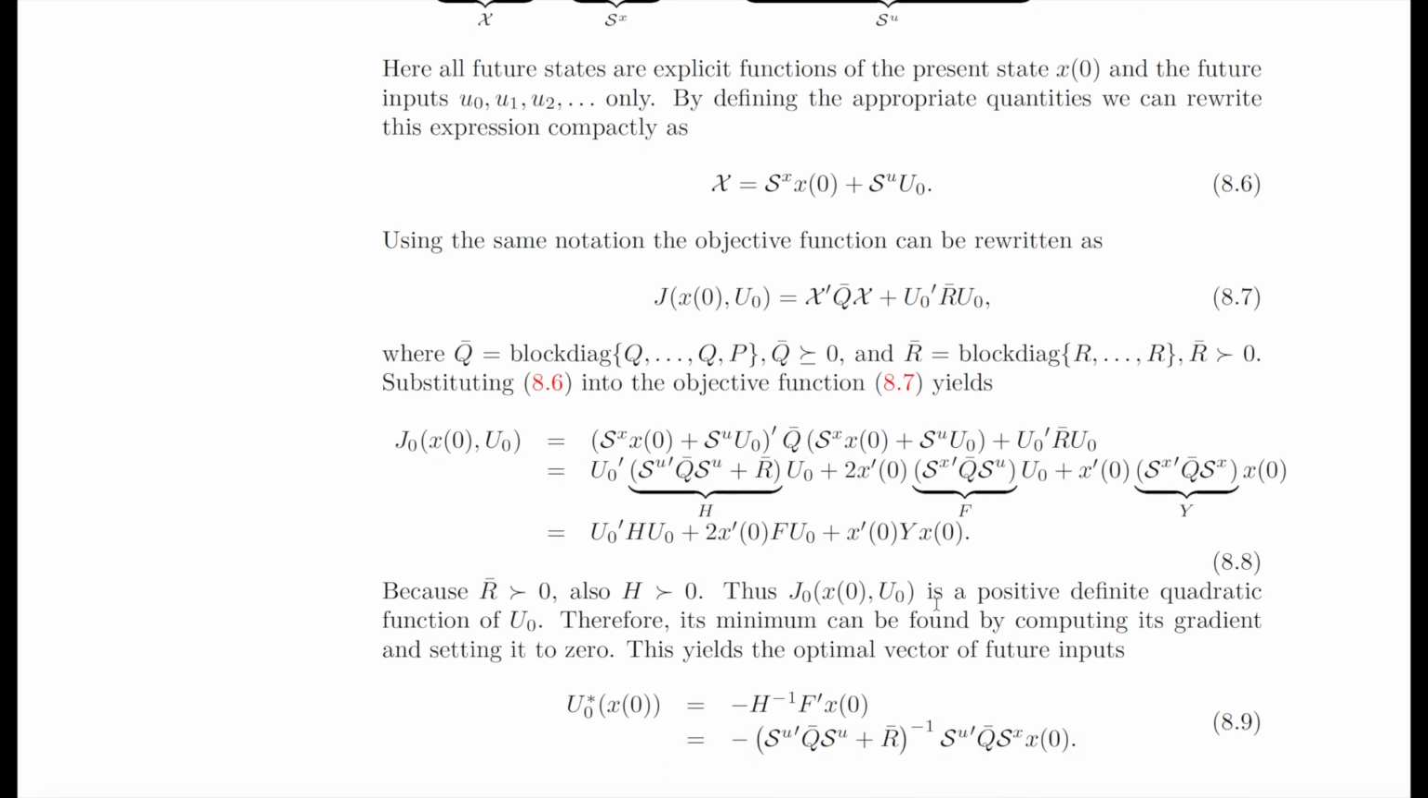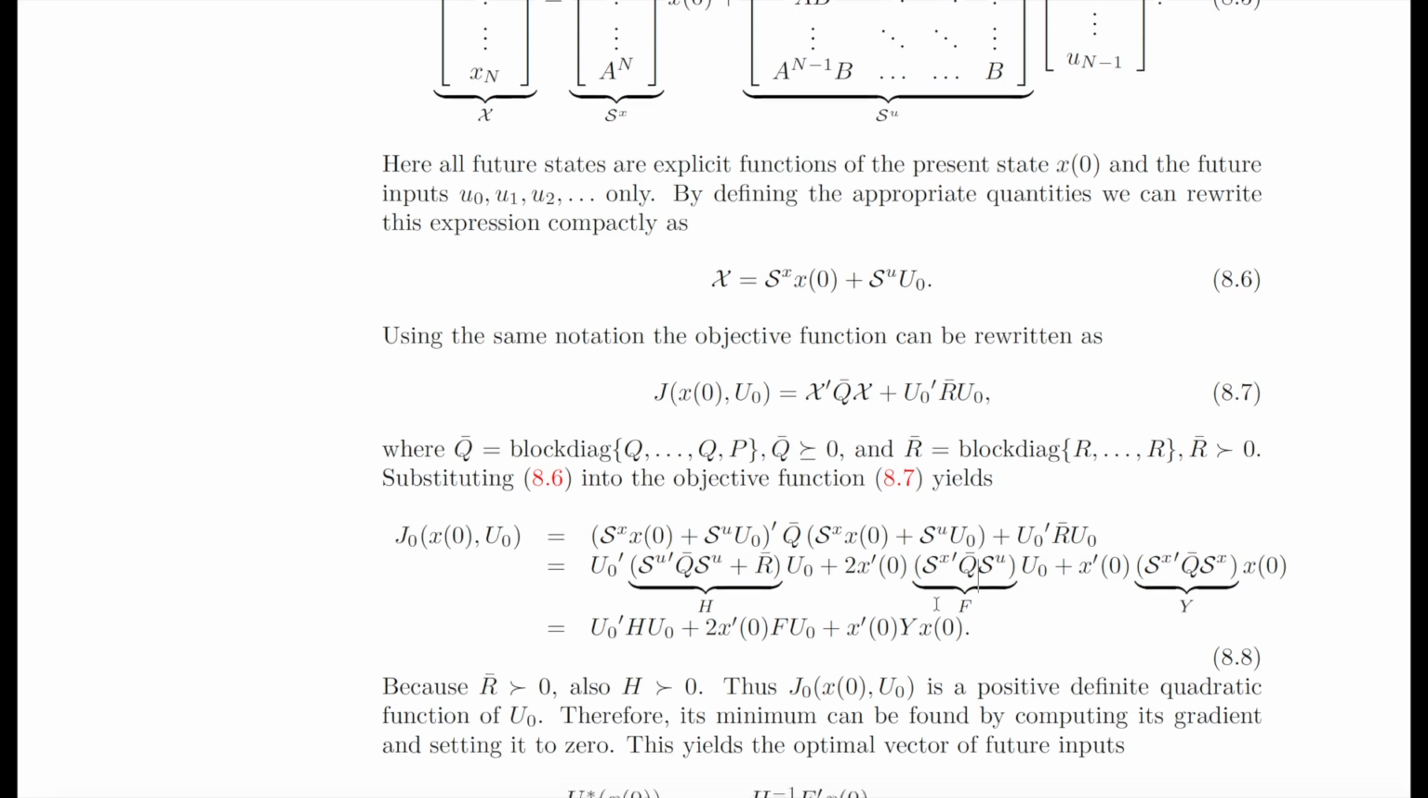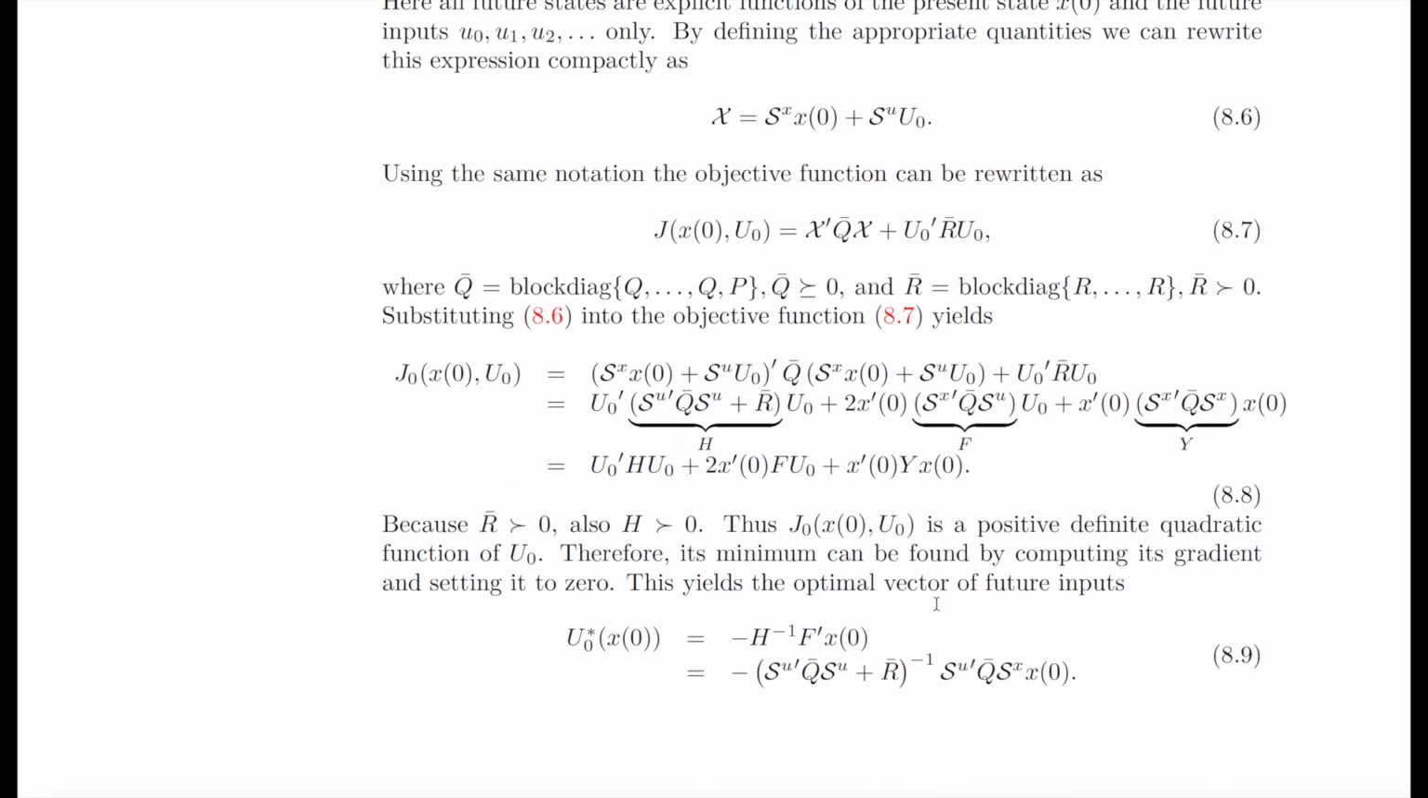So here we don't have any constraints, so we can also find the minimum by calculating the gradient and setting it to 0, and then we can find the explicit expression of u using all these matrices. It is not the objective of this video, but just to introduce.